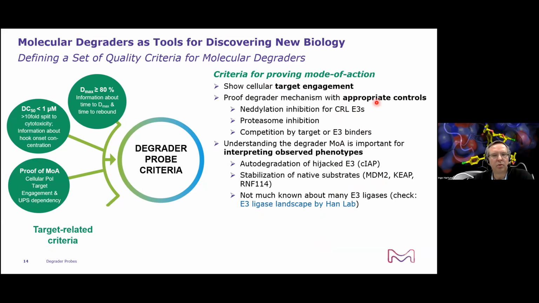So do the controls, is the degradation modulated via the expected E3? It is important to understand which E3 is actually behind the activity, because engaging E3s, and you can see some examples here, can by itself contribute to the phenotype you're observing. For many of the recently used E3s, there's not so much known. There's a great webpage from the Han lab, which provides a lot of information.